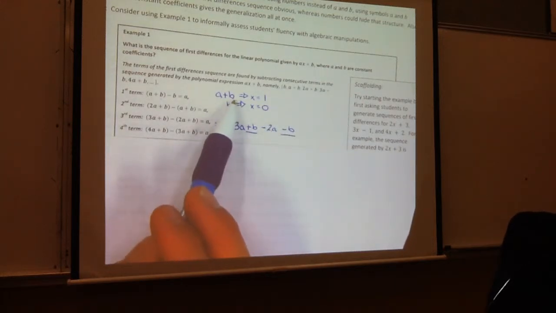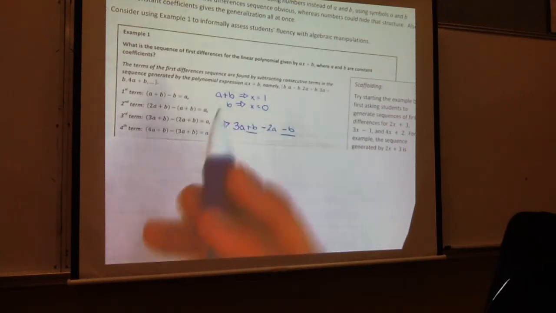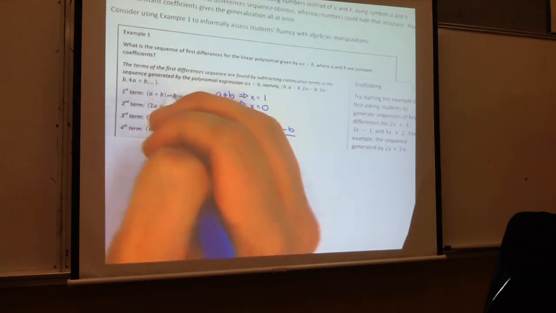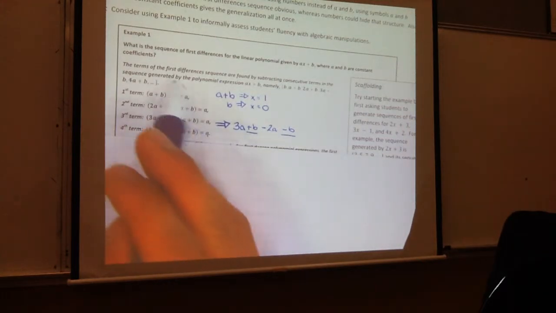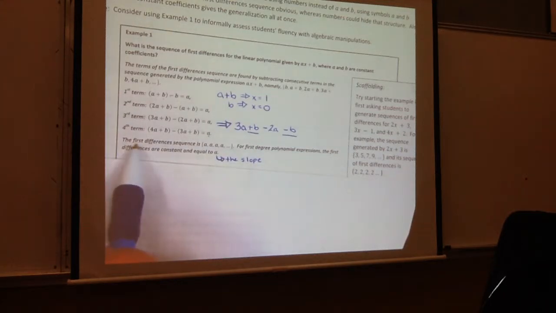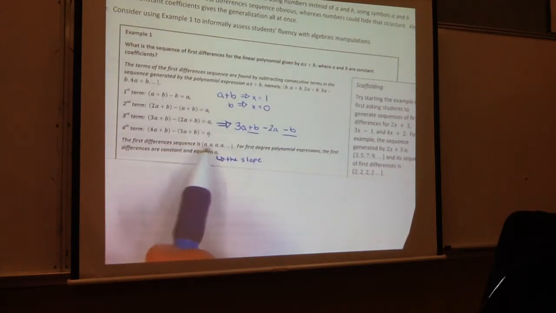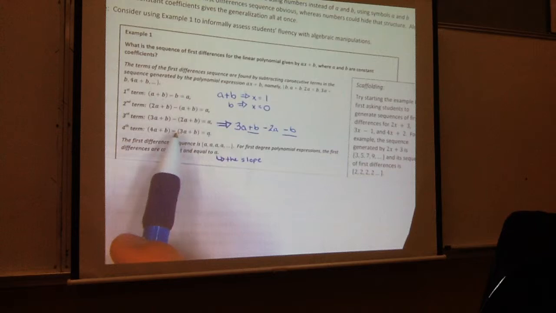Also remember that this is where x is equal to 1 and x is equal to 0. That's what's going on here, right? That's where we're getting these values if you go back to that table we created. So hopefully you see the pattern here of a constant first difference. The first differences sequence is a, a, a, a. This is the sequence that we got, from the first term, the second term, the third term, the fourth term.